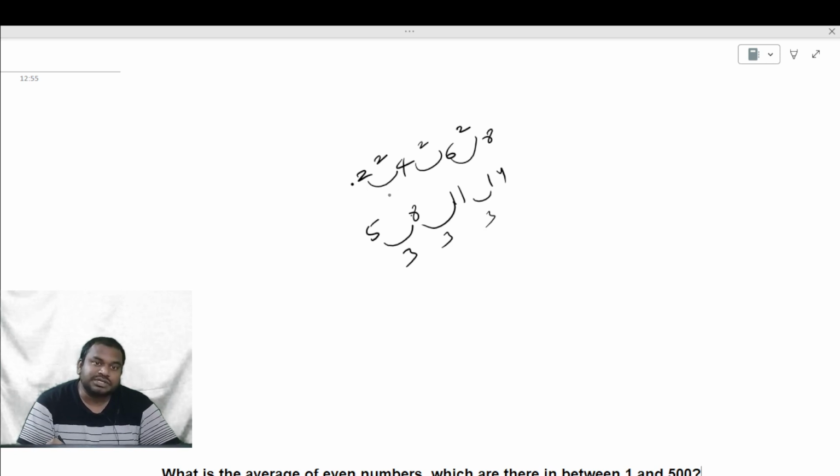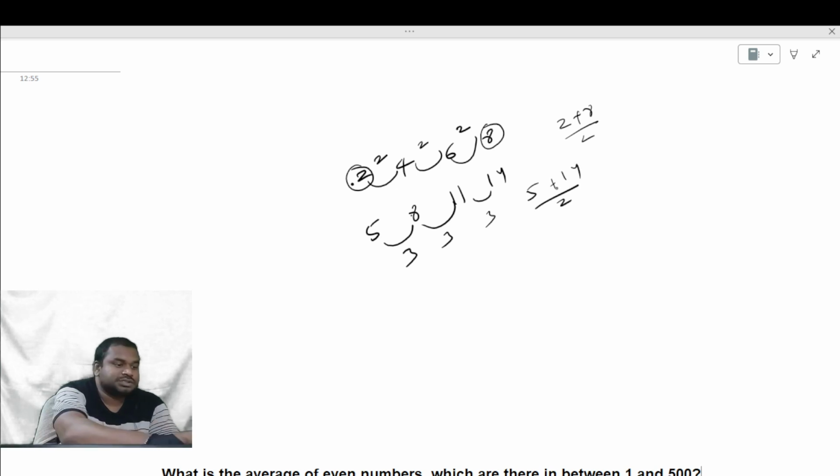Then in this case, the average will become the first number plus the last number divided by 2: 5 plus 14 divided by 2. So this is the shortcut I gave you. We will use this and solve some questions. Okay.